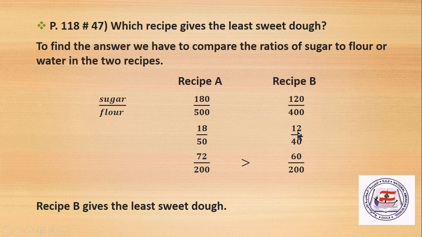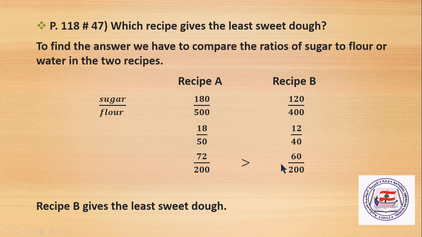Now I simplified before I had to find the same denominator. Divide by 10, divide by 10, I got 18 over 50, 12 over 40. Now what is the LCM, common denominator between 50 and 40? It's 200. Now, after I find the common denominator, I find the new numerators by dividing and then multiplying. 72 over 200, 60 over 200.